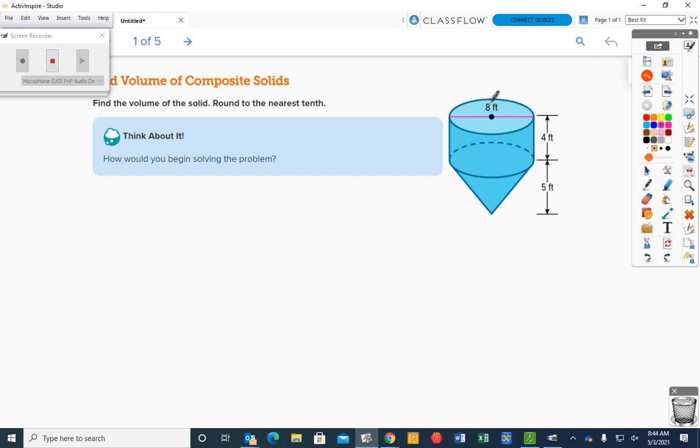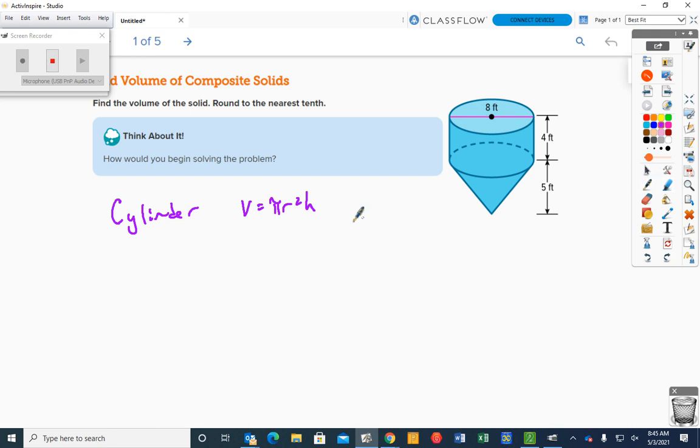Is there enough information for me to do that? Well, first of all, let's do the cylinder. If you can remind me, what is the formula for the volume of a cylinder? Volume equals pi r squared times height. So all we're looking at to start with is this part. We're not concerned with the cone yet. I'm not given a radius here. What am I given? I'm given a diameter.